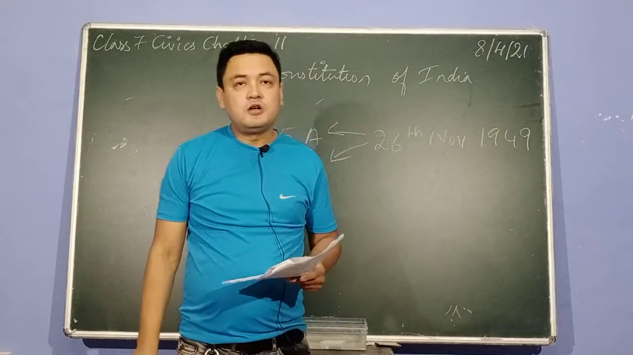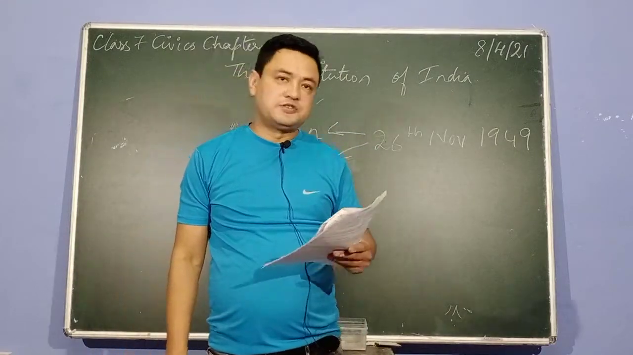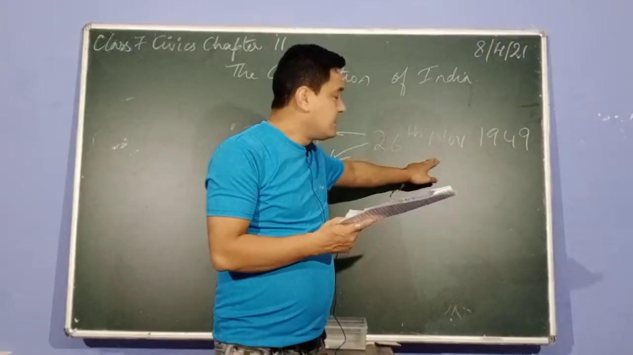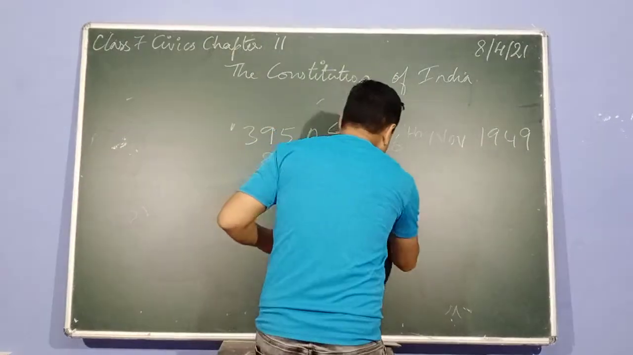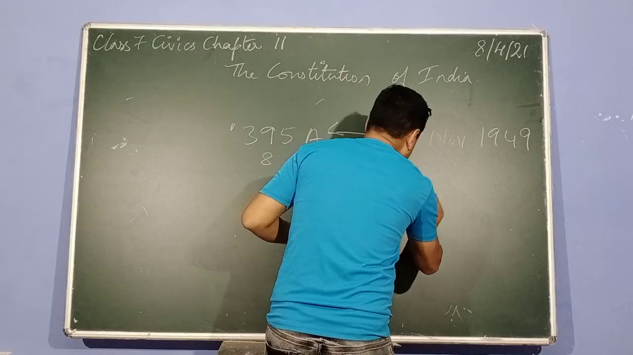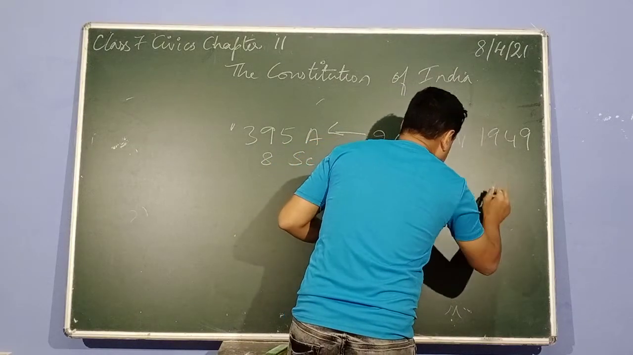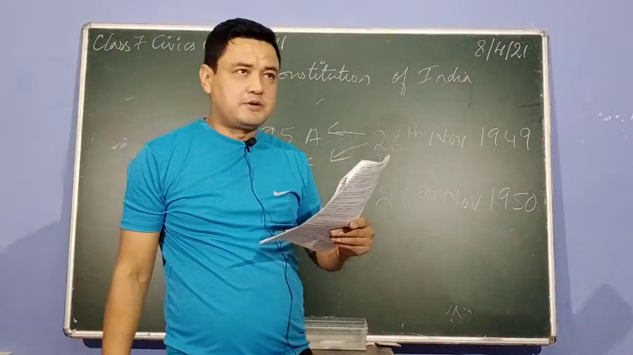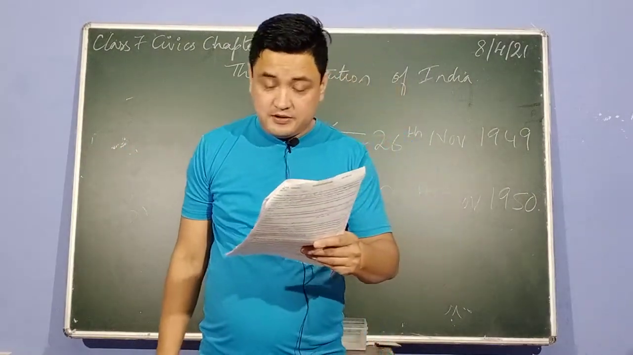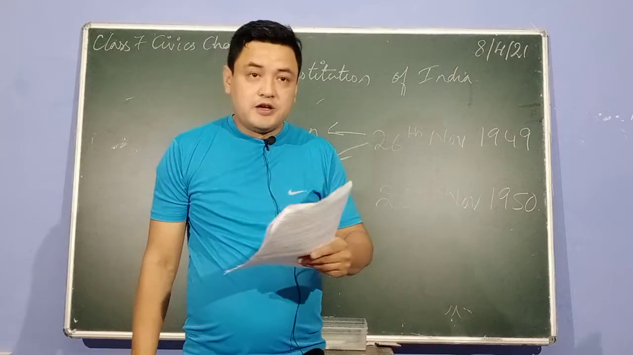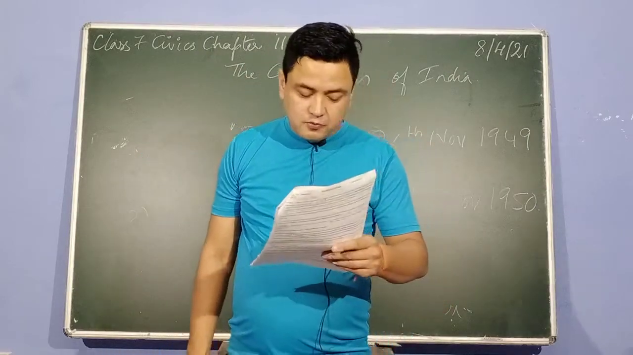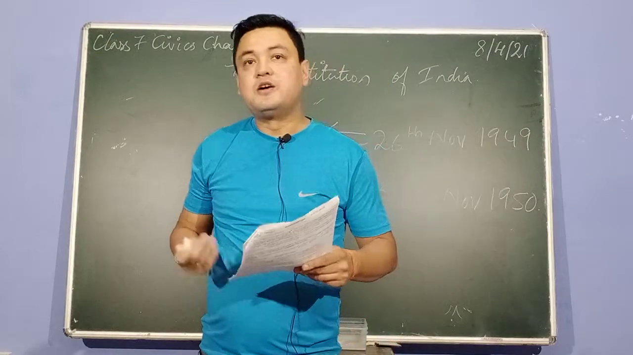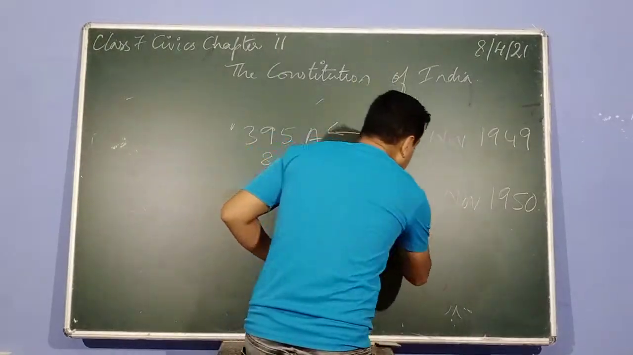Now we are moving on to the date of enforcement, that is written in your book also. The Constitution came into force on 26 January 1950. This day is celebrated as Republic Day in India. India basically went on a new journey as a sovereign democratic republic after this particular day.